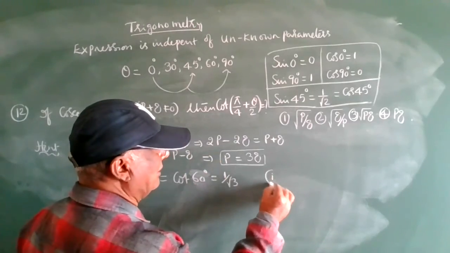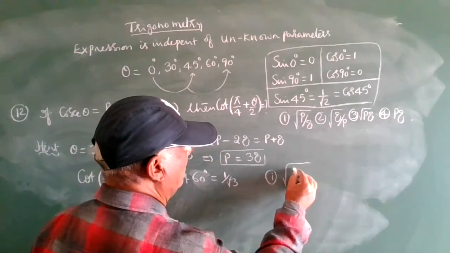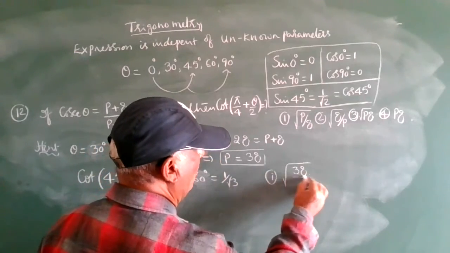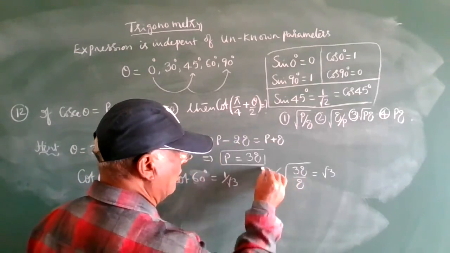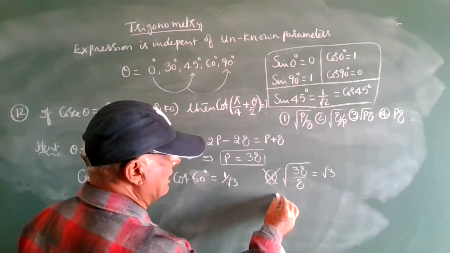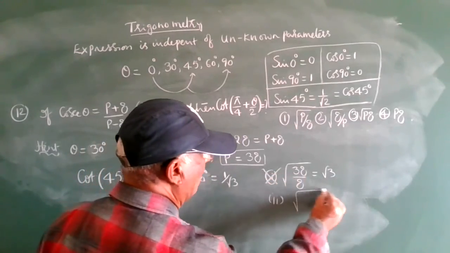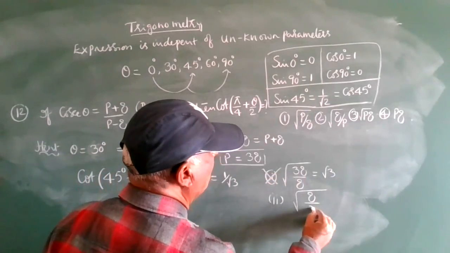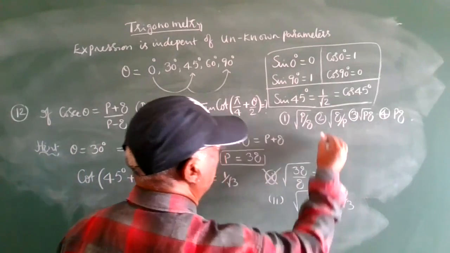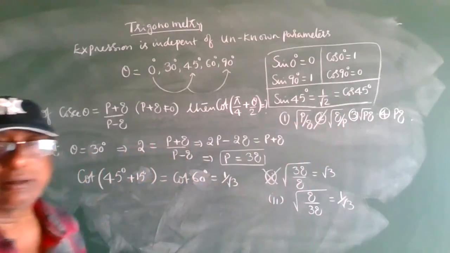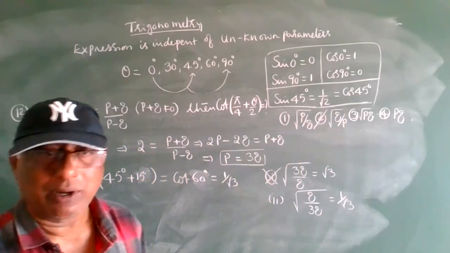Check the first option. Root over P by Q, with P equal to 3Q, is root 3, but the required value is 1 by root 3. This is not the answer. Check the second one: root over Q by P, with P equal to 3Q, by cancellation gives 1 by root 3. Therefore, the second option is the correct one. Very simply we can do the problem.